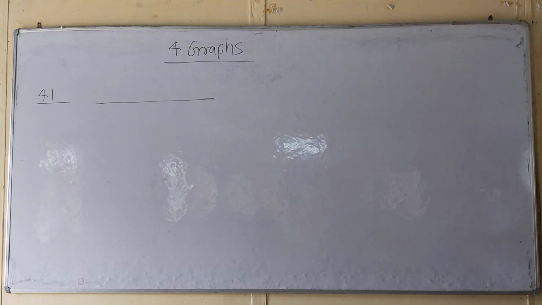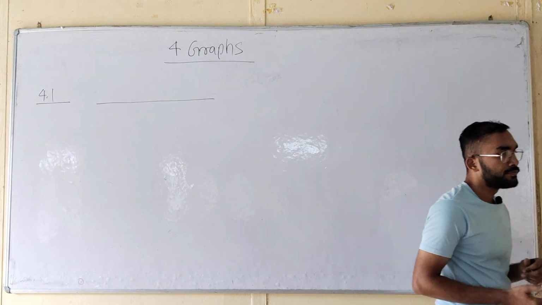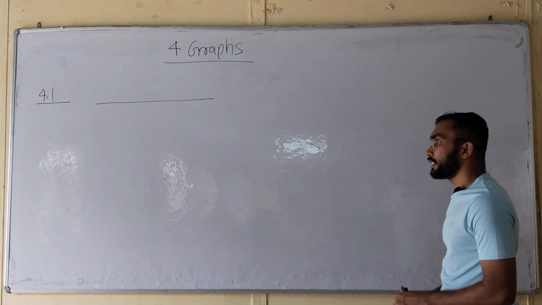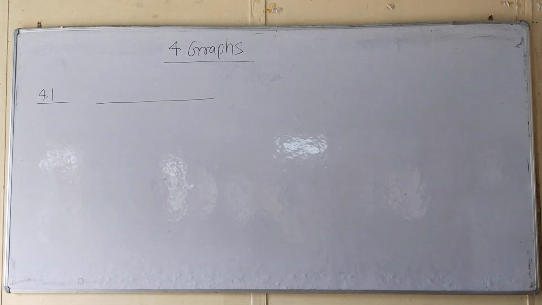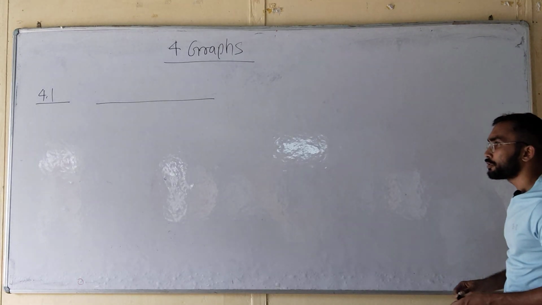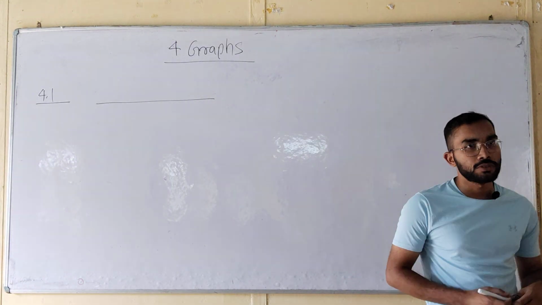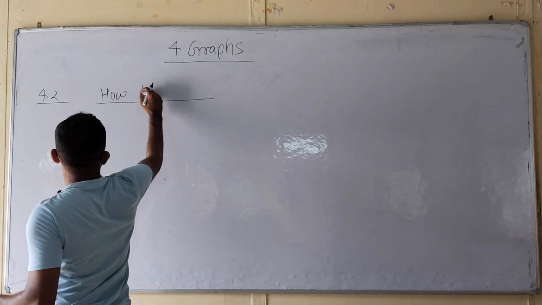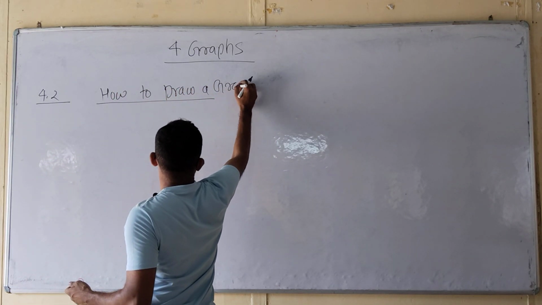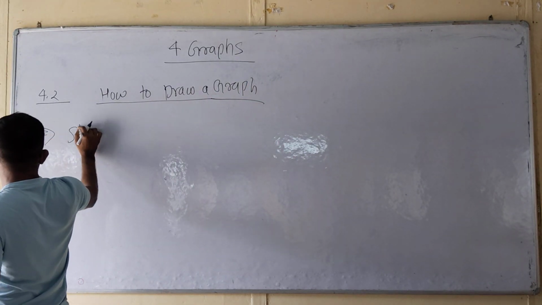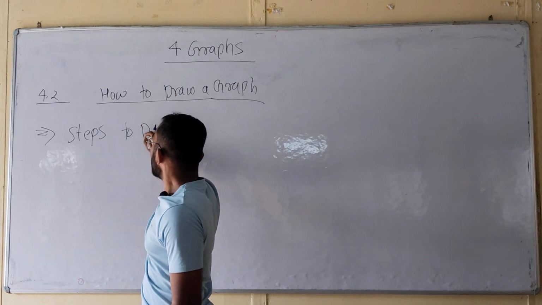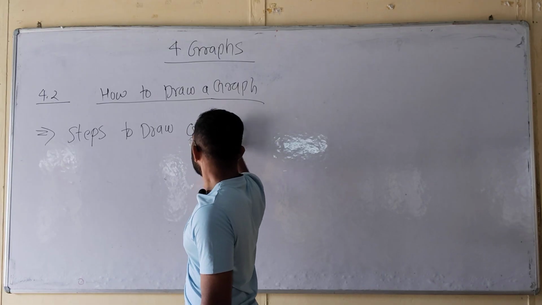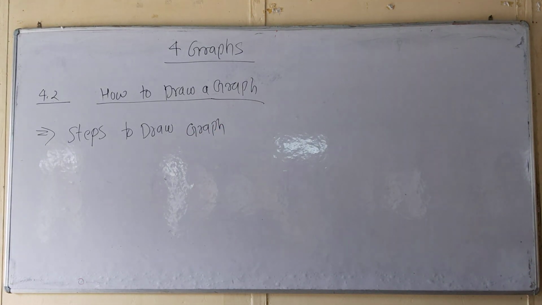Then we'll go to 4.2, how to draw a graph. We'll discuss how to draw the graphs. Some things we have already discussed, some is still left. So write down below that line, steps to draw graph. This is 4.2, how to draw a graph. Under that, your subheading is steps to draw graph. This is the subheading. Okay.